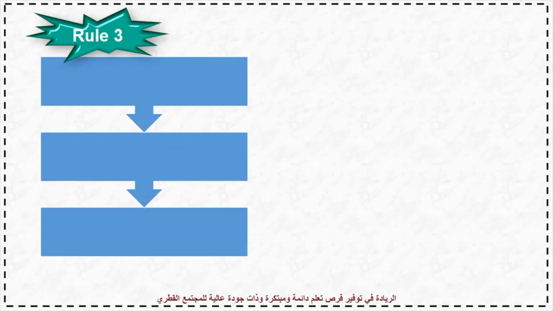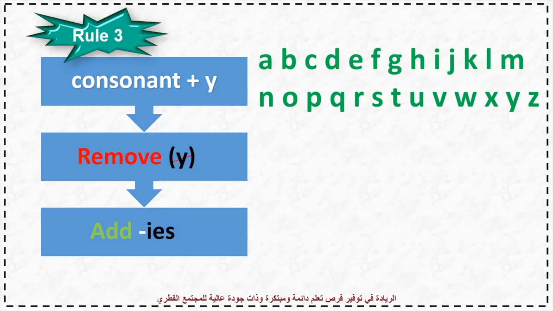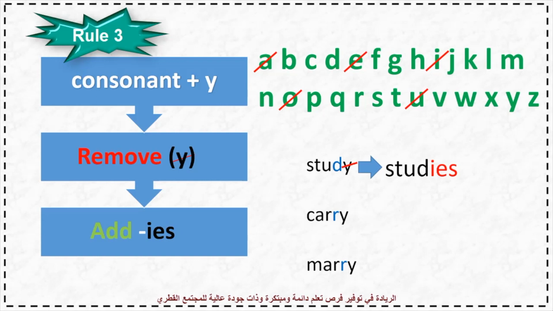Rule number 3. If the verb ends with a consonant plus y, remove the y and add ies. And consonants are all the letters except for the vowels: A, E, I, O, U. Any letter except for these 5. Okay? Examples: study, studies, carry, carries, marry, marries. Everything is clear, guys, right?